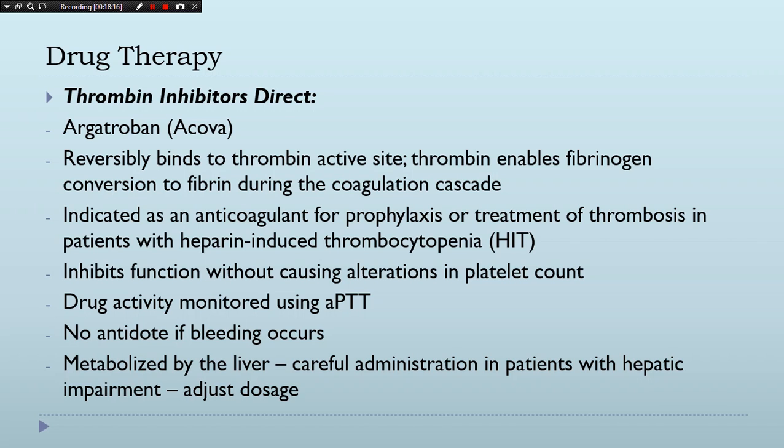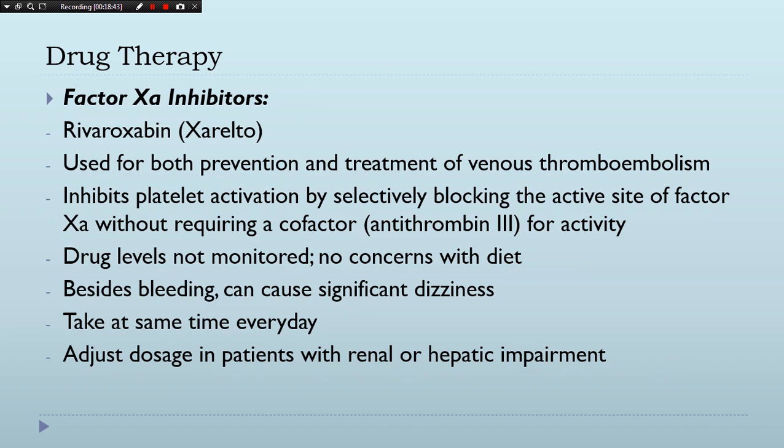There is no antidote if bleeding occurs or if we need to reverse the effects of this drug. It typically has a shorter half-life, maybe not as quick as heparin. In the event that a patient has hepatic impairment, we're going to adjust the dose because it is metabolized almost entirely by the liver. So we need to be careful in these patients because there would be a higher buildup of the argatroban, increasing the patient's risk for bleeding.